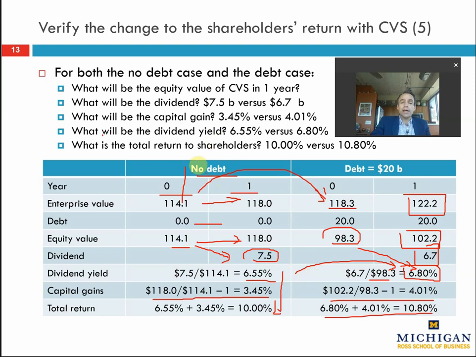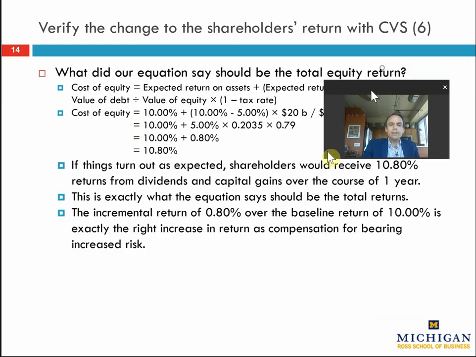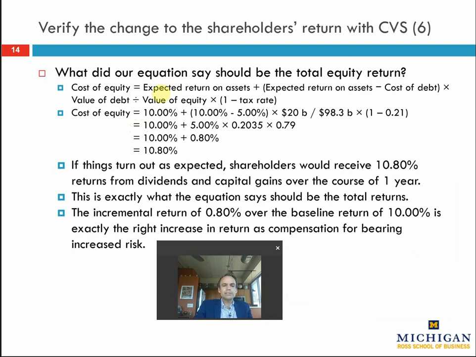So you can see that the total return to the shareholders in this world without debt and then with debt has gone from 10% to 10.8%. Well, what did our equation say should be the total shareholders' return once you put debt in the capital structure? Our equation says that the cost of equity is equal to the expected return on assets plus the expected return on assets minus the cost of debt times the debt to equity ratio.